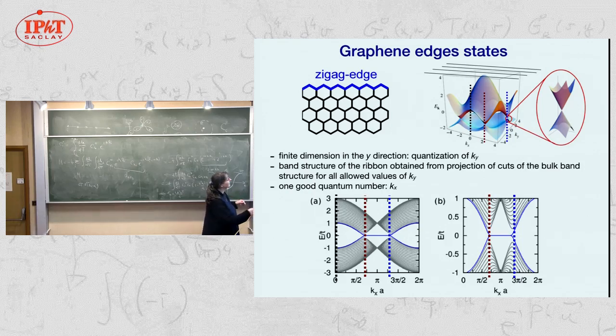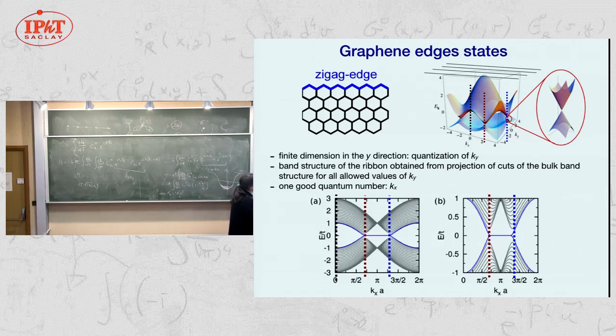Okay, so I have a finite size in this direction. If I have a finite size in this direction, I have no more translational invariance in this direction, only in this direction. Along this direction, what I have is a quantization of the momenta. So not all the momenta along this direction are allowed, because I have the usual particle in the box problem.